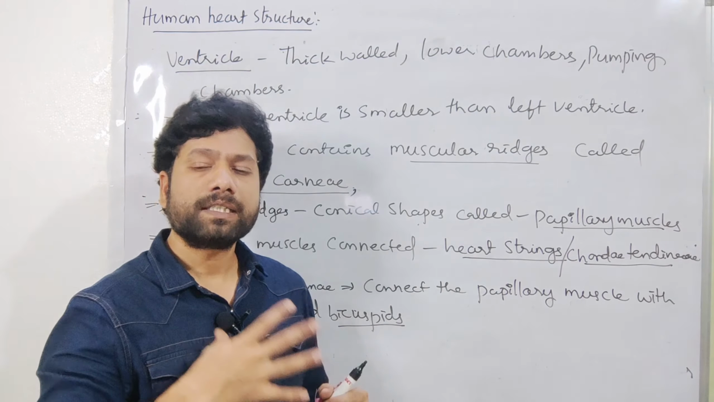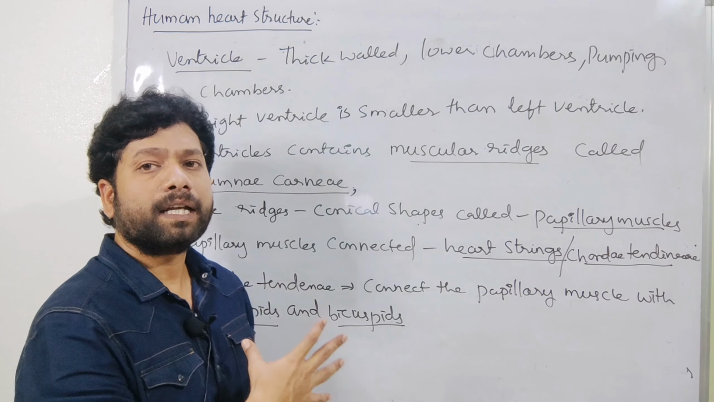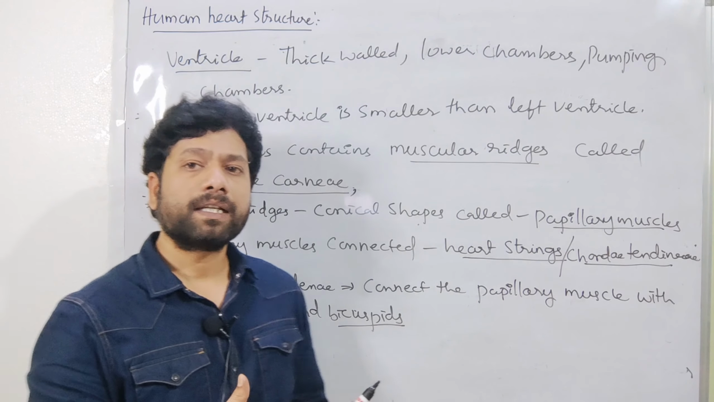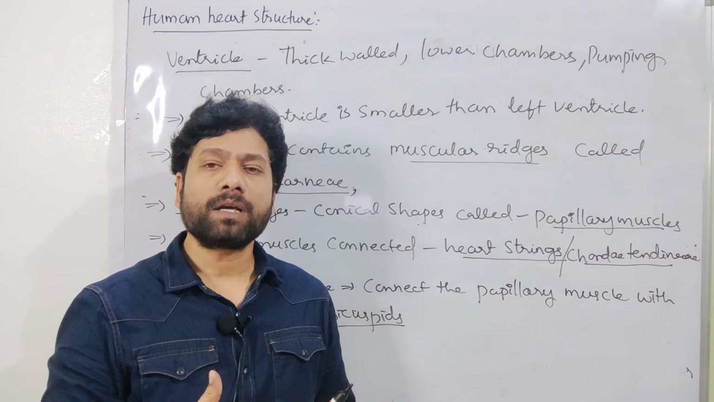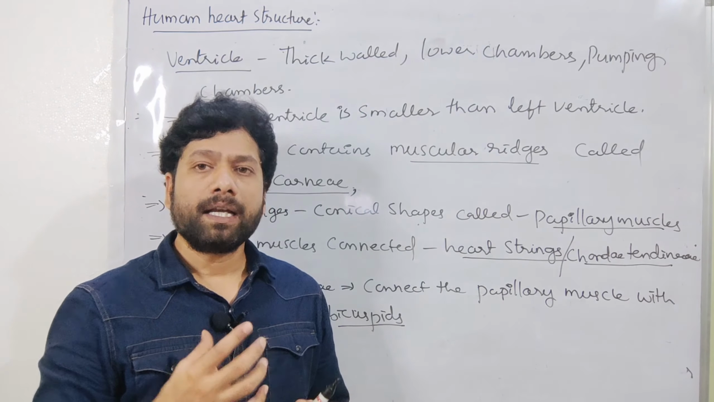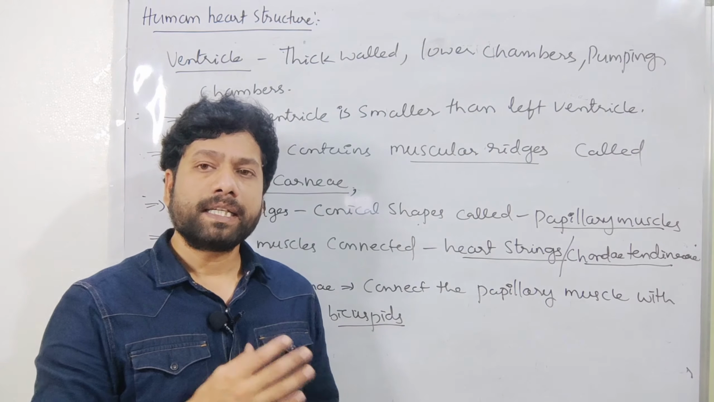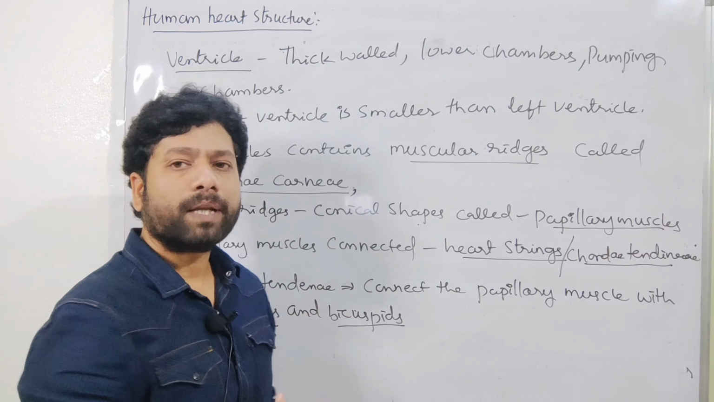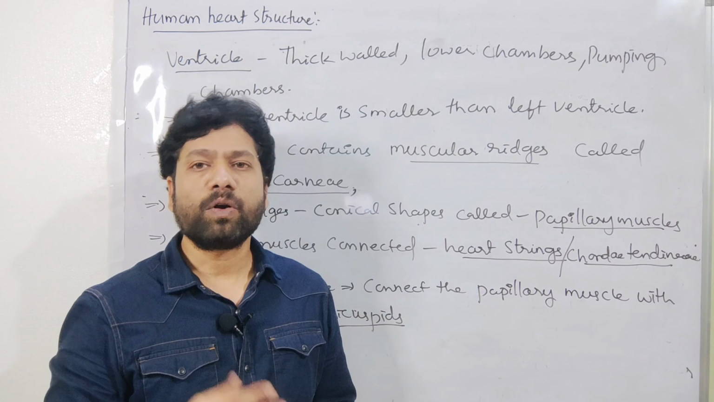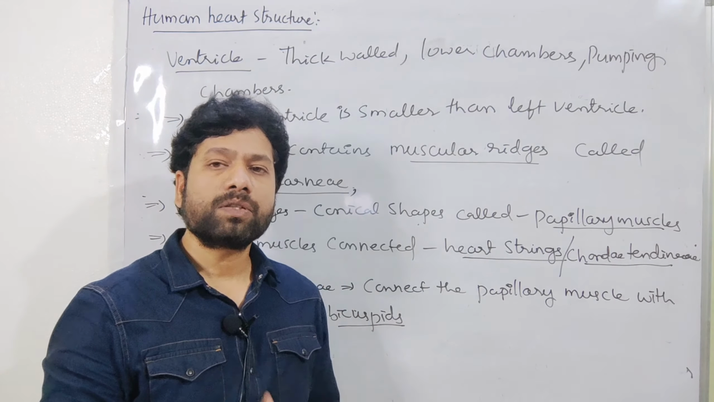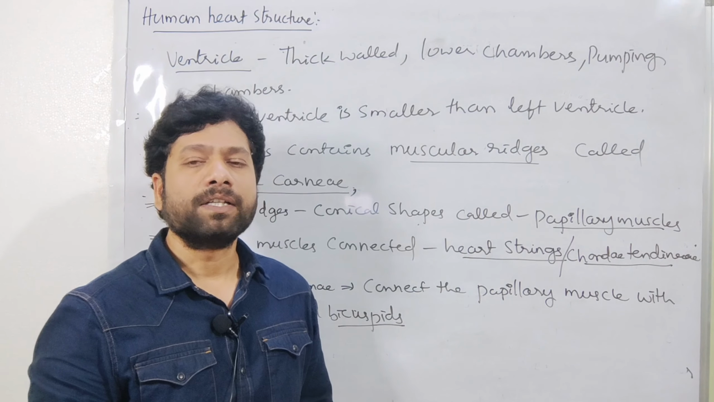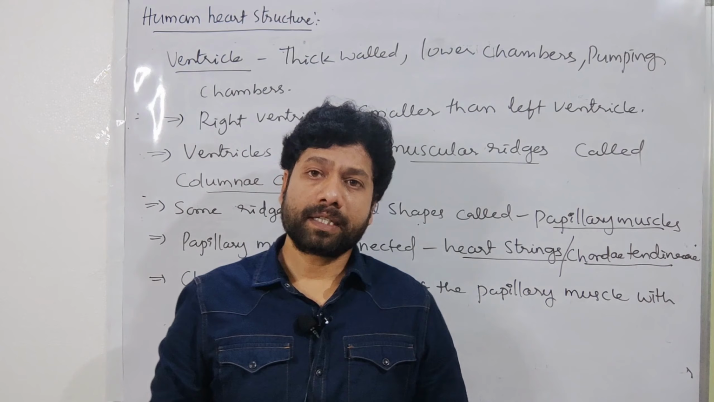And ventricles, so it is the right ventricle is smaller than the left ventricles, and the thick ones and the lower chambers and pumping chambers, and also some ridges is present. The ridges is called muscular ridges called the columnae carneae, and some conical shape is called papillary muscles and attached to the heart strings and chorda tendineae. So it is a human heart structure.